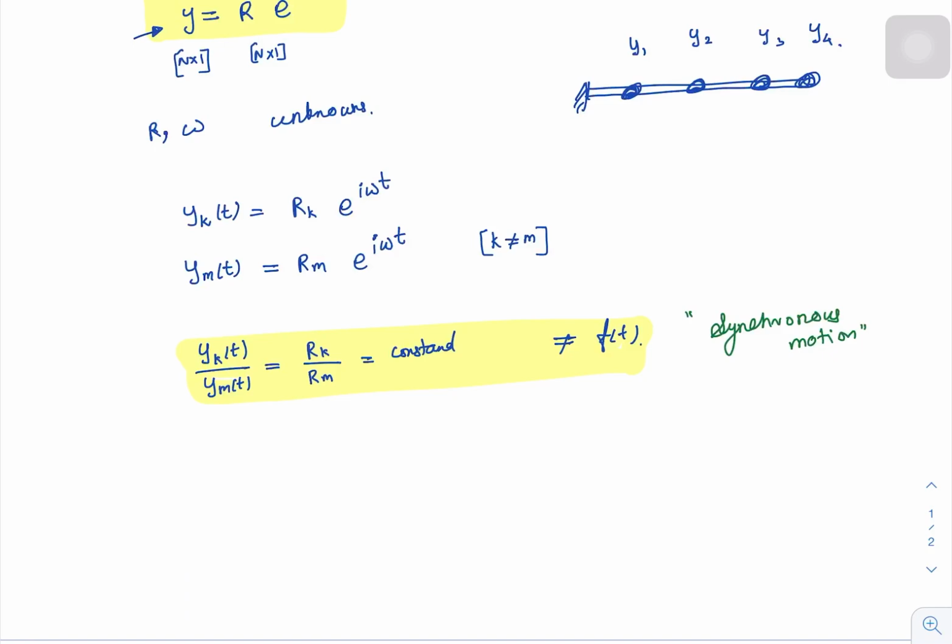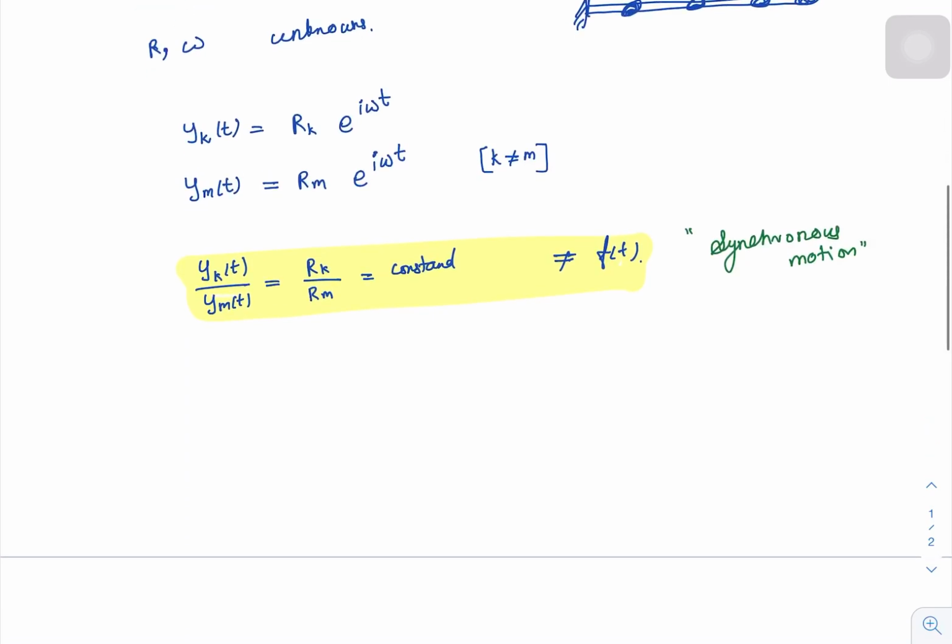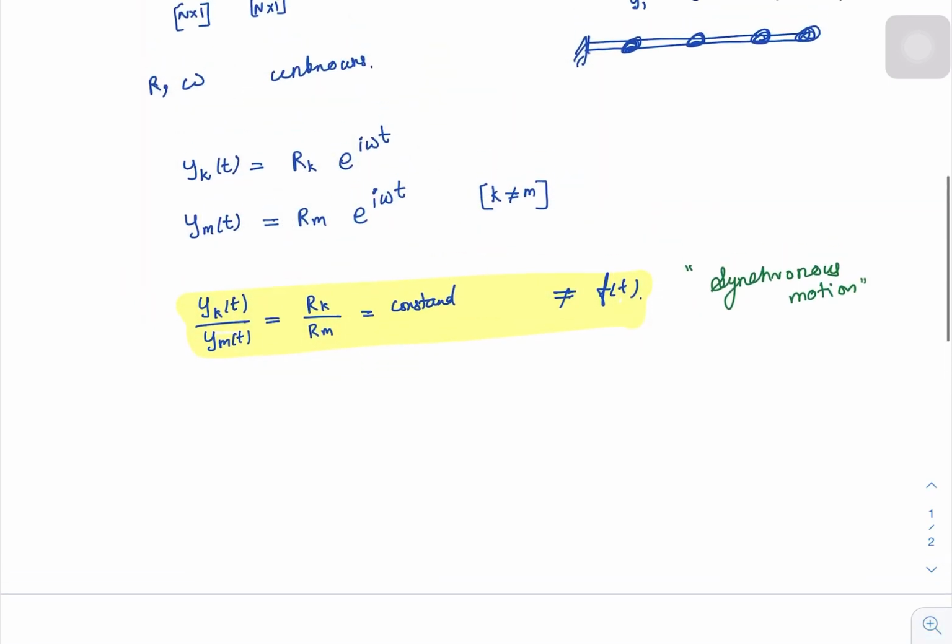So we are solving a problem for synchronous motion only. That means whatever we are doing, we are finding methods and the transformation matrix that will be applicable only to synchronous motion. So let's get into our problem.